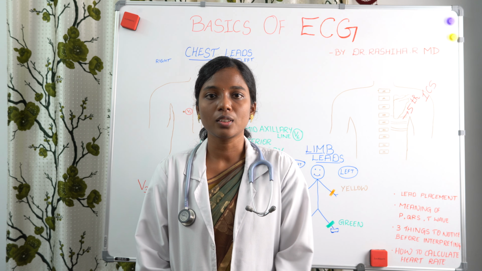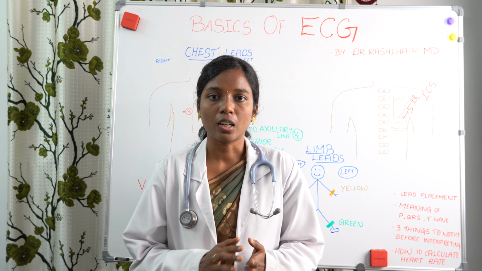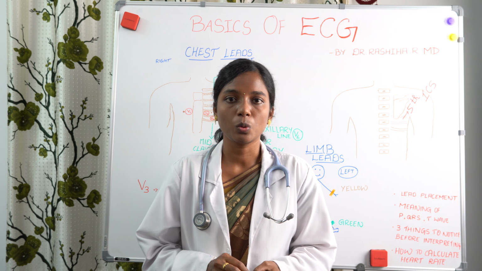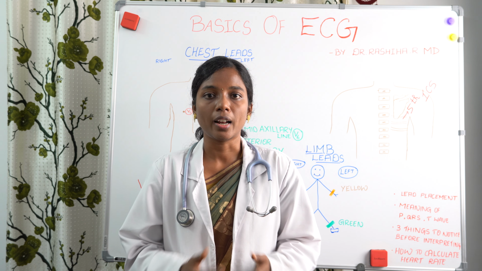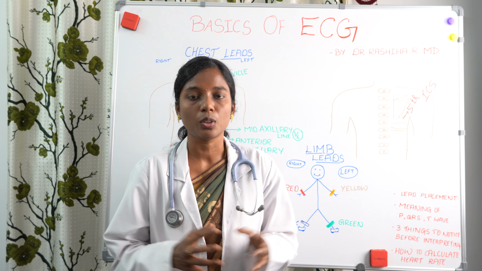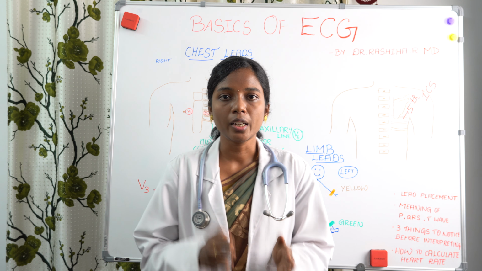We are going to see three main topics today: how to place the leads, what is the meaning of P wave, QRS and T wave, in other words, how these waves are formed. And then finally we are going to see how to calculate heart rate using ECG. So first we are going to see about lead placement.